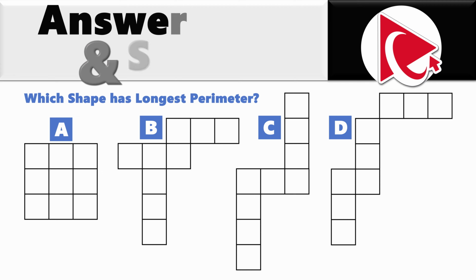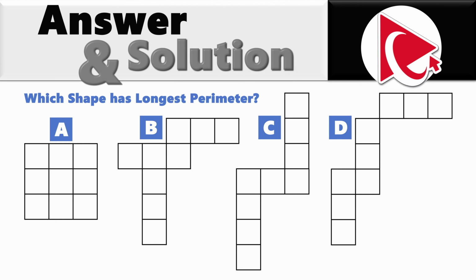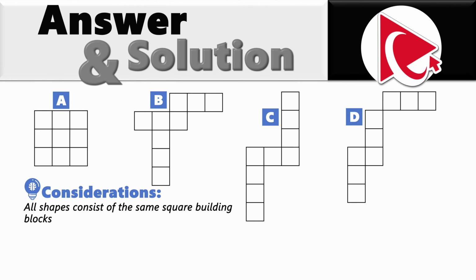To solve this challenge, let's look at some important considerations. You might have noticed that all shapes here consist of the same square building block. But because shapes are so dramatically different, perimeter of the shape can be calculated in 2 different ways.